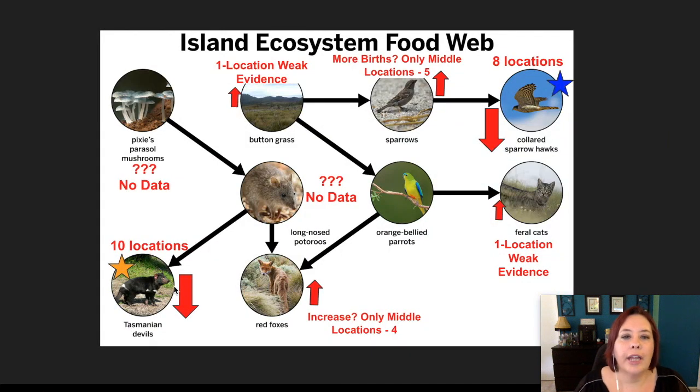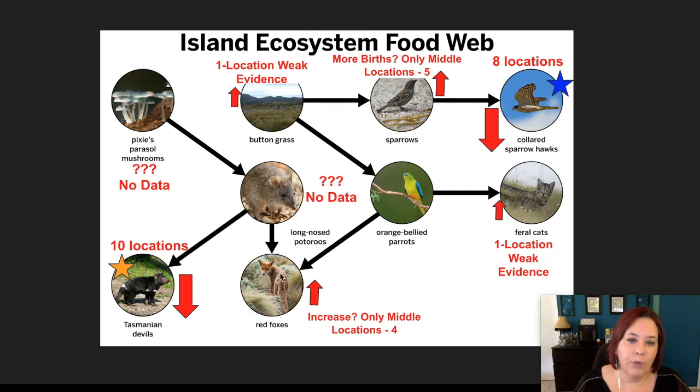So let's see here. If our Tasmanian devil population decreases, that means there could be an increase in the long-nosed potoroo population. Remember, the arrows show which way the energy storage molecules are transferring. So Tasmanian devils are eating the potoroos. If there are fewer Tasmanian devils, there could be more potoroos. There could be a population increase in the long-nosed potoroo population. More energy storage molecules here, or an increase in the population here, could cause an increase in the red fox population, which is supported by one of our pieces of evidence.